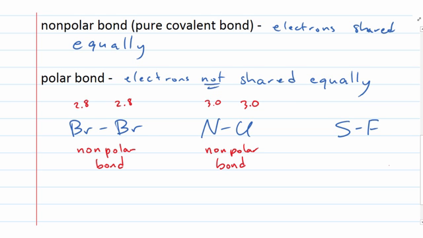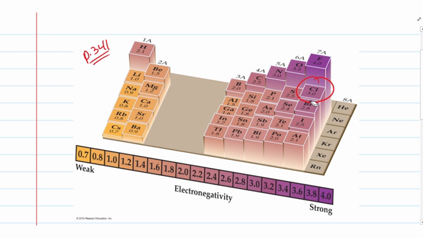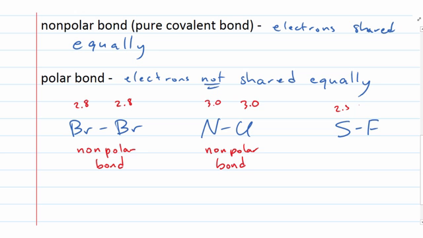And then if we looked at a bond between sulfur and fluorine, we would see that sulfur has an electronegativity of 2.5, fluorine at 4.0. So this bond then would be one that is polar. And it's because they have different electronegativity values.